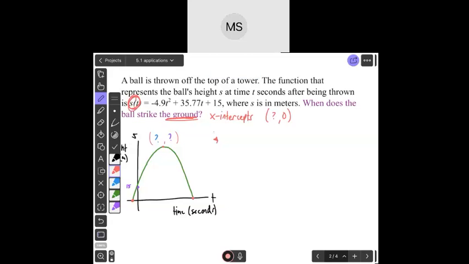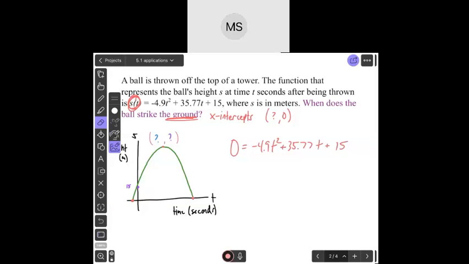So we take our equation and say 0 equals negative 4.9 t squared plus 35.77 t. Make sure your t's and your pluses don't look the same. Plus 15. So there's our equation. And then solving a quadratic comes down to, we could try factoring this. Good luck with that.